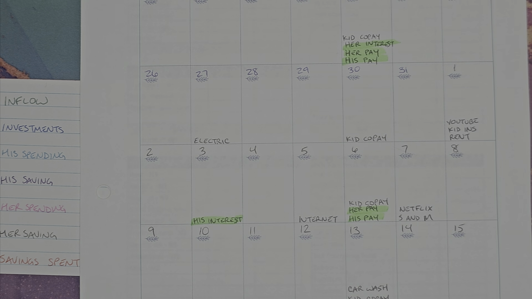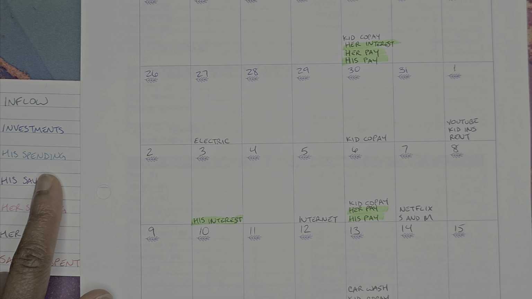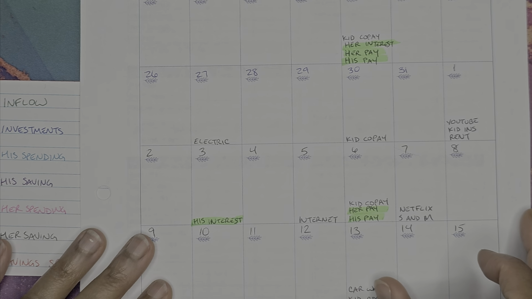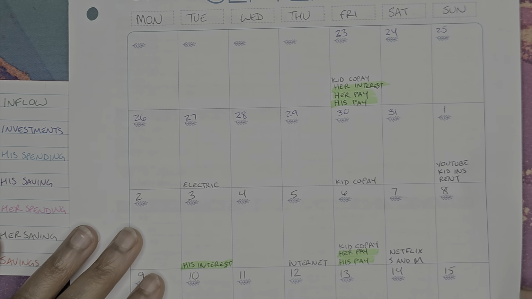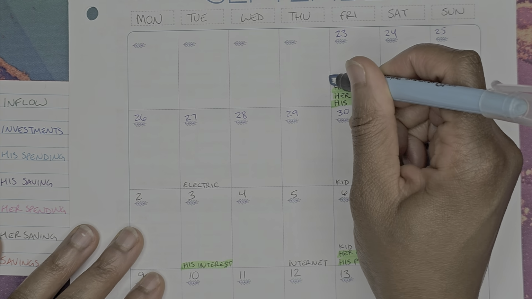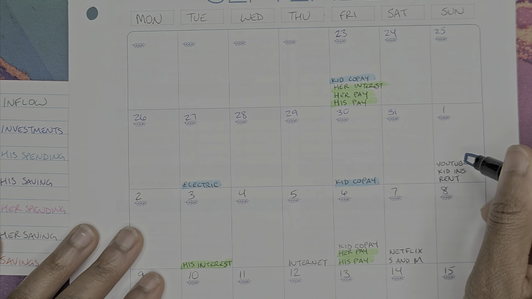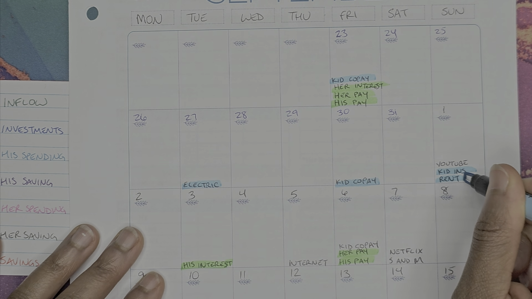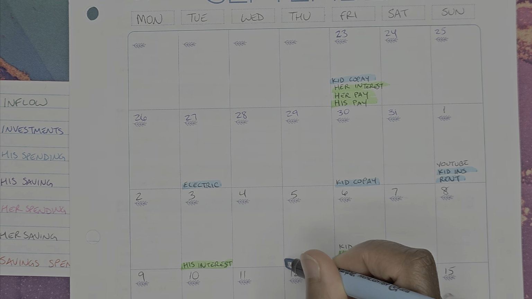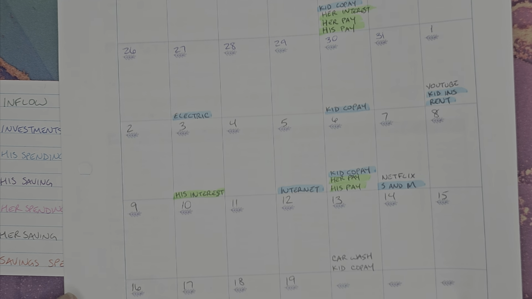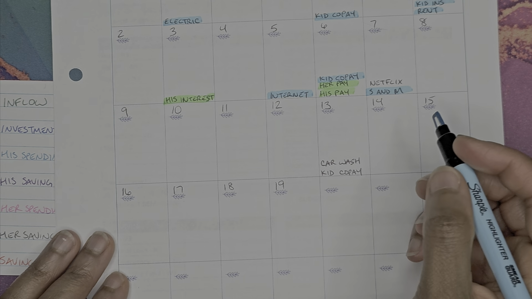Okay. So there's that, and then the next color is his spending. So his spending is this pretty blue. So this is his checking account is blue. So kid copay, electric, kid copay, kid insurance, rent, internet, kid copay, S&M collections, and then kid copay.